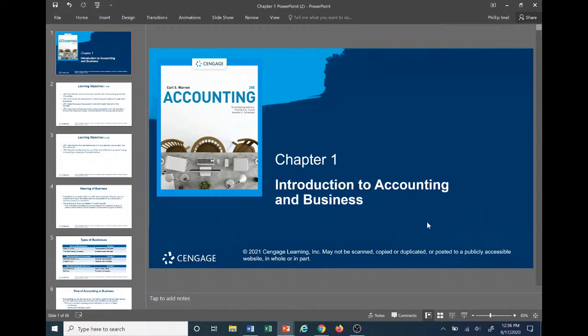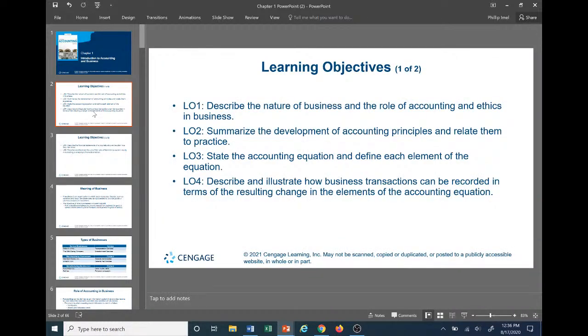Chapter 1 is an introduction to accounting and business. We have a few learning objectives we're going to try to get through today. The first objective is to describe the nature of business and the role of accounting and ethics in business. We're going to summarize the development of accounting principles and relate them to practice. The third objective is to state the accounting equation and define each element of the equation.